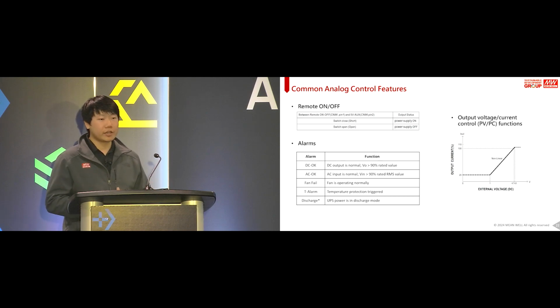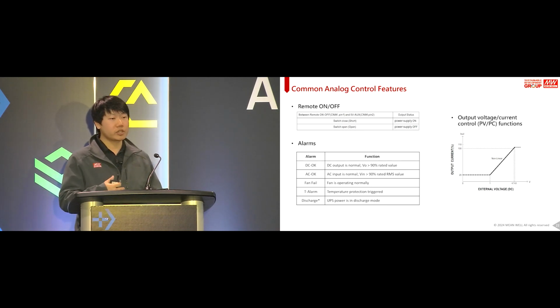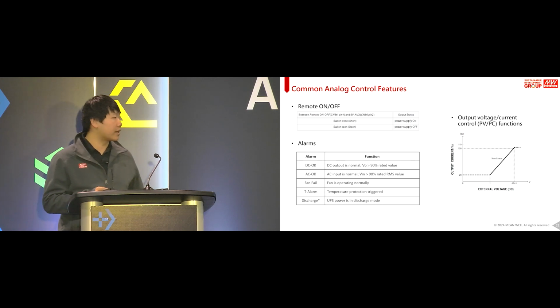So this is good for applications that require dynamic adjustments of power supply output, whether it's voltage modulation or current modulation. This can be especially useful for, say, lasers, where the output power of the laser is directly related to the current that's powering the laser diodes. So by just changing the output current of the power supply, the laser manufacturer is able to control the output power for the laser directly.